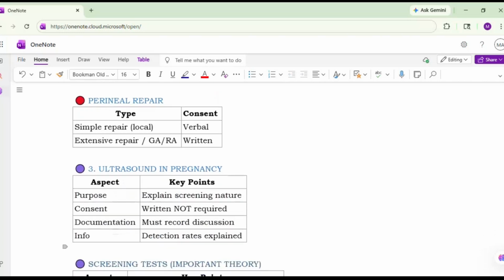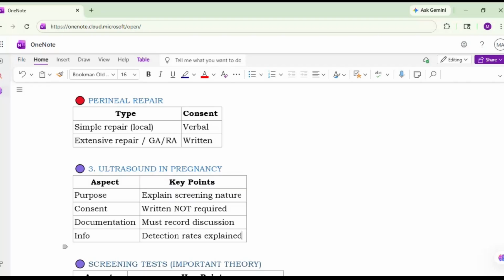If it is a perineal tear, if it is a simple repair, then it is a verbal consent. If it is an extensive repair requiring either general anesthesia or regional anesthesia, go for written consent. Then ultrasound in pregnancy, we have to talk to the patient regarding the purpose. Written consent is not required.